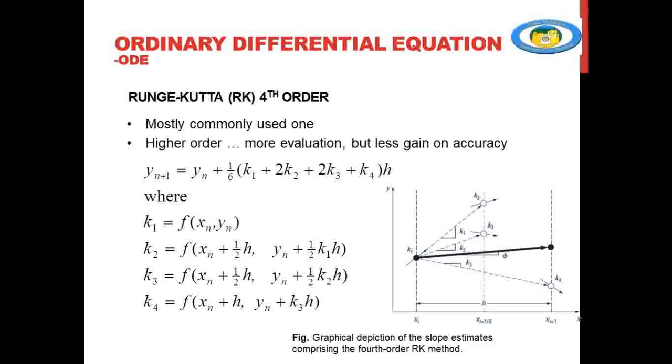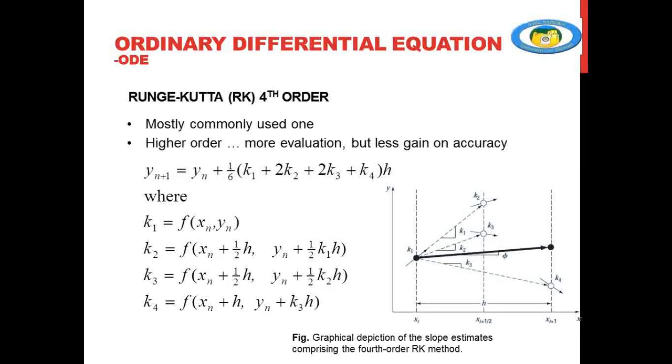So at h over 2, or xi plus half h, we're going to extend the value of y using the slope K1, which we have computed before. That should give you another point halfway between xi and xi plus 1. At that point, we are going to estimate the slope. That would give you K2.